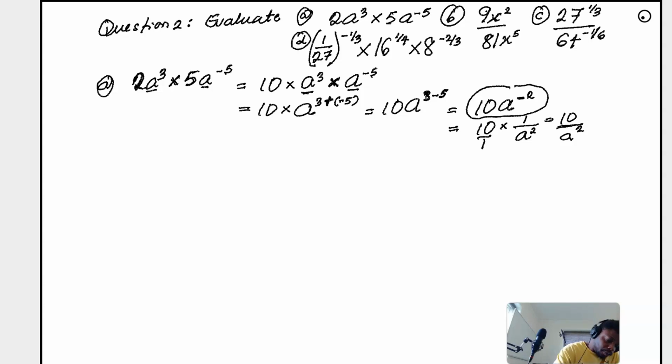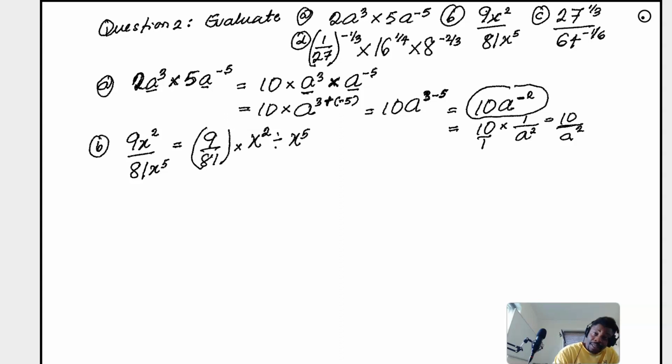Okay, now let's go to B. 9x squared divided by 81x raised by 5. So I can rewrite this as 9 over 81, then times x squared divided by x^5. That is the meaning, right? Because x squared divided by x^5 is the same thing as what we have here. So 9 here is 1, 9 here is 9. So I have 1 over 9 in that case.